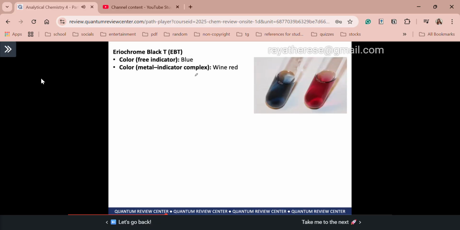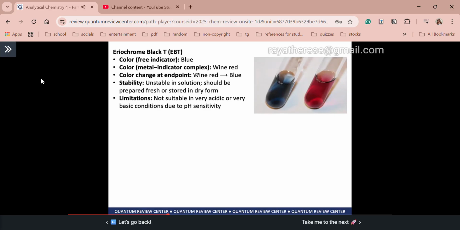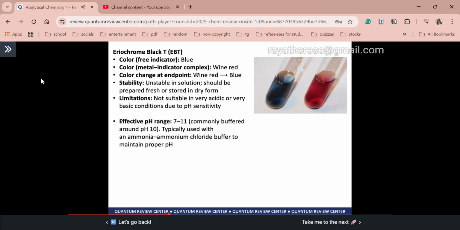Kaya class meron tayo dito ng short portion on Eriochrome Black T. So yun ang kanyang color class you already know. And unstable siya in solution. It should be freshly prepared every time na meron kayong EDTA titration. Limitations, not suitable in very acidic or very basic conditions dahil nga katulad ng ibang ligand, ito ay sensitive class sa pH. Kaya when you titrate, the effective pH range must be maintained.